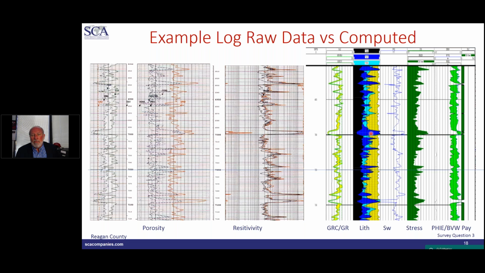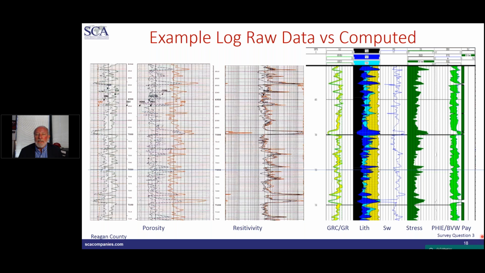And again, we use the lithology model primarily for correlation. We don't use it in any of the calculations like some of the other UAN type models use. But again, that's the way we do it. Water saturation, stress, and then your effective porosity with your PEG calc over here to the right.